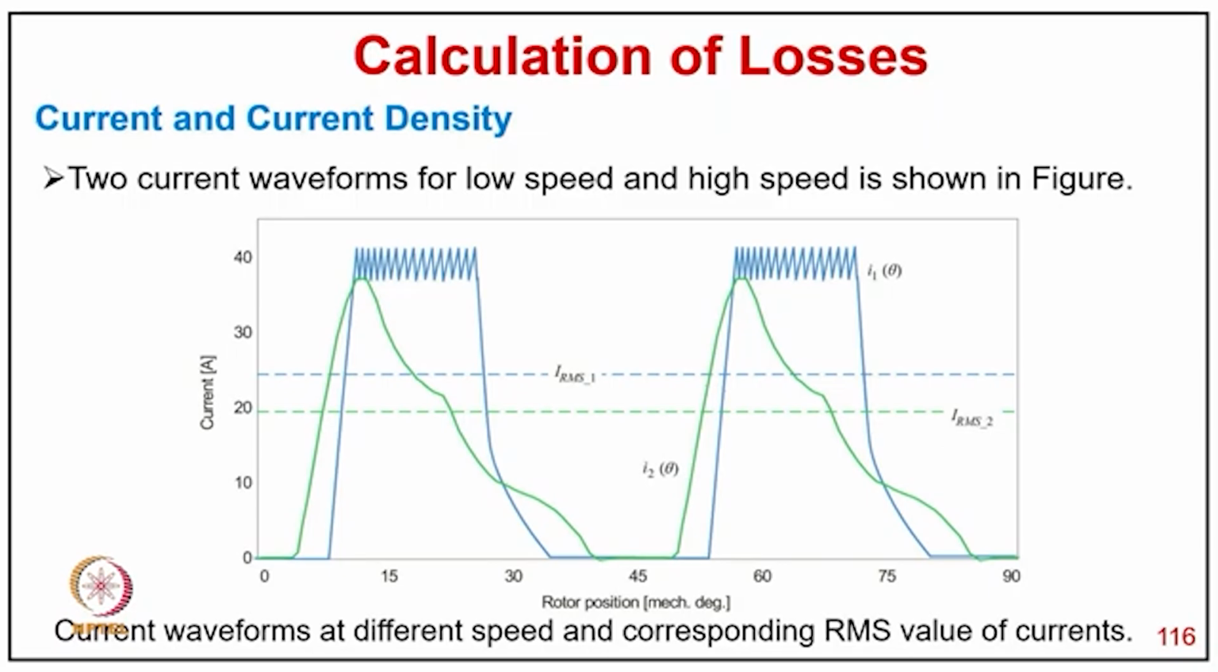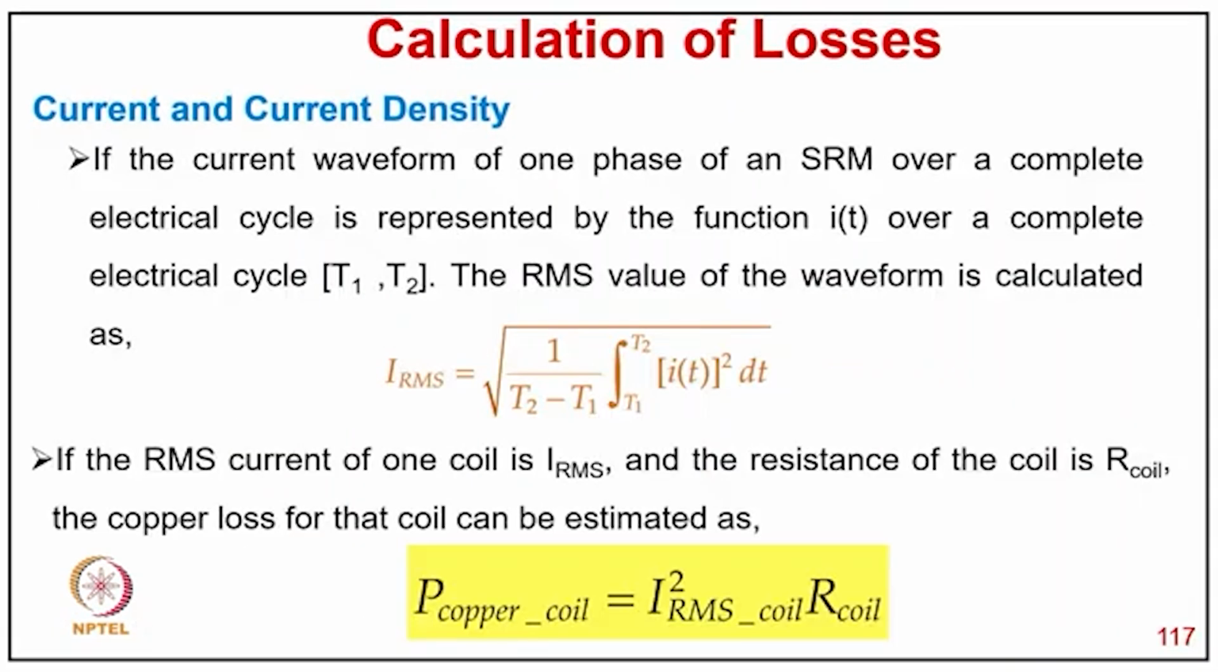Now, typical current and current density. Two current waveforms for low speed and high speed are shown in the figure. As you can see here, the blue is for low speed and the green for high speed. So the current waveforms are different, and so are the corresponding RMS values of current.